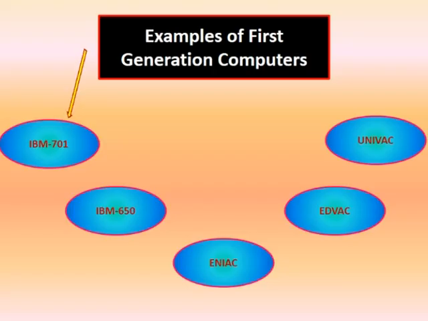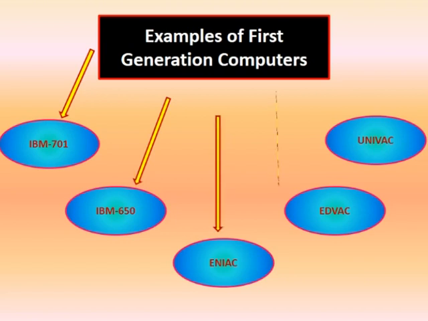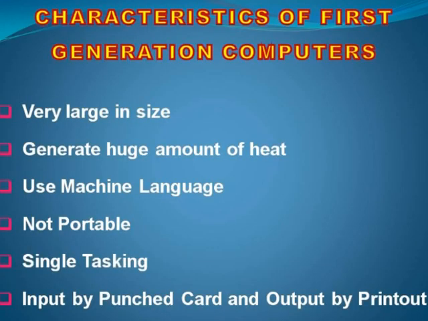A few examples for first-generation computers are IBM 701, IBM 650, ENIAC, EDVAC, and UNIVAC. Now we are going to see the characteristics of first-generation computers.